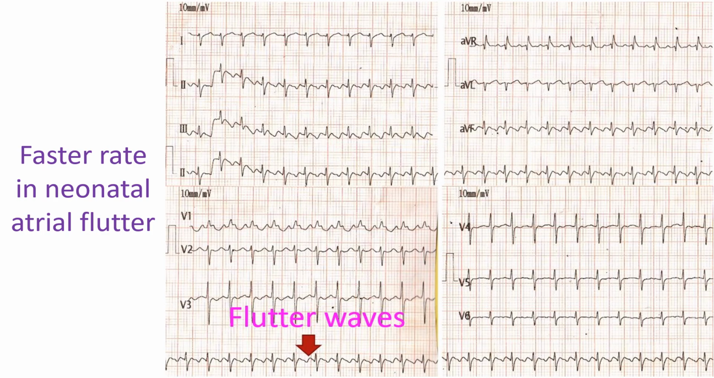When atrial flutter occurs in a neonate, the flutter rate is higher, just like the normal heart rate in the neonate, which is higher than in the adult. In the ECG shown, atrial rate is above 400 per minute and ventricular rate above 200 per minute. This also shows the 2:1 AV conduction. You can also see that it is more difficult to notice the flutter waves in this case.